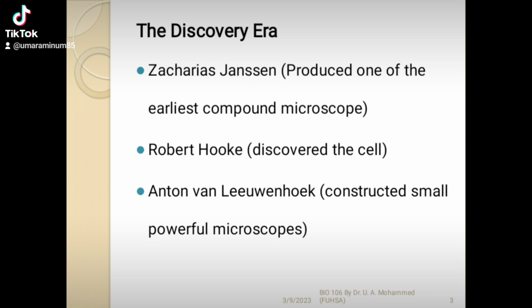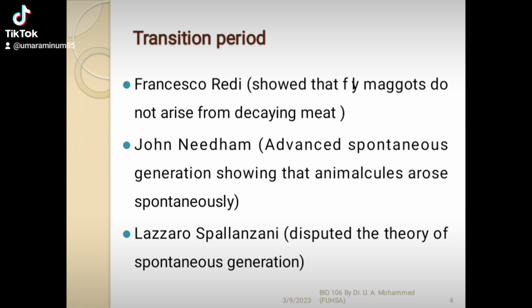And after discovering the cell, another scientist came, known as Anton van Leeuwenhoek, who was a Dutch linen merchant, but he spent his time constructing simple microscopes of double convex lenses, right? And he produced over 250 small powerful microscopes that could magnify around 50 to 300 times the size of a small living organism.